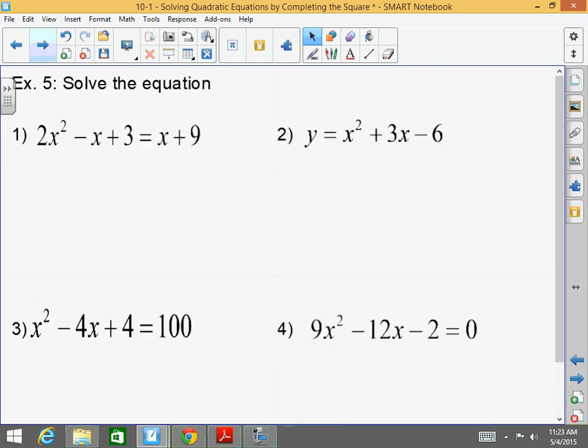Okay. Let's do some examples then. First things first, I want to get the x squared and the x's alone. So I'm going to subtract 3 from both sides and x from both sides.